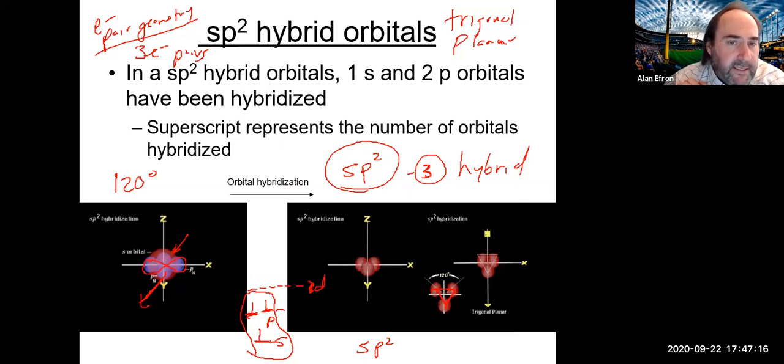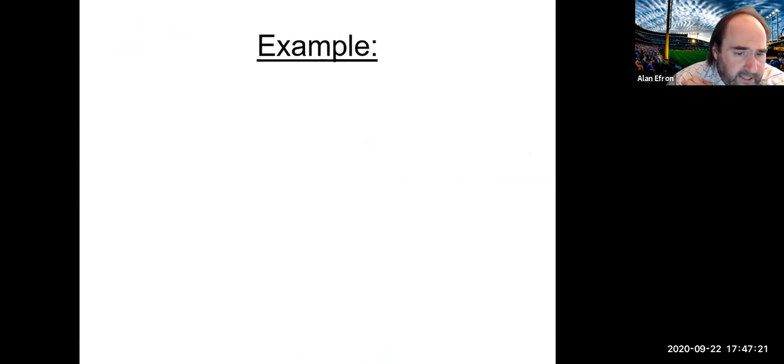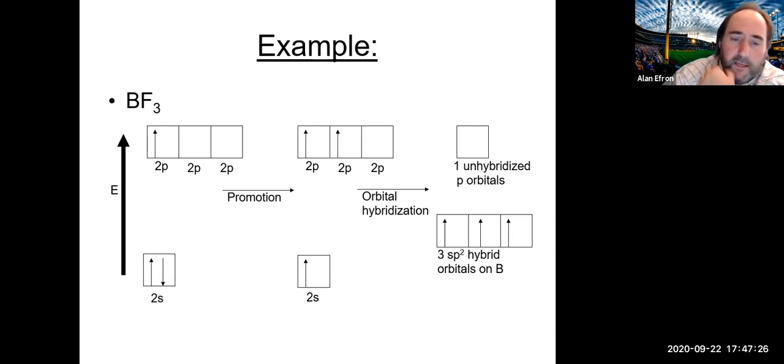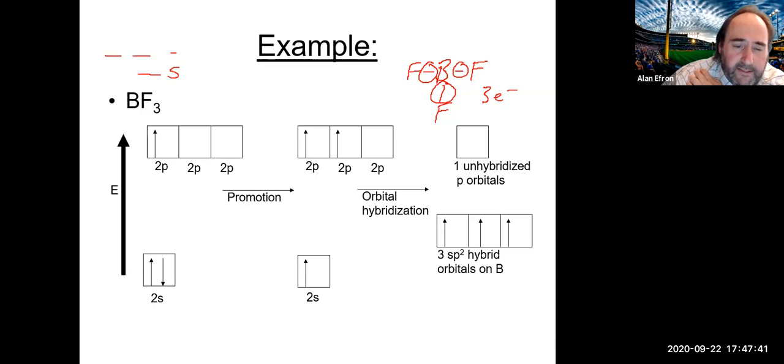So let's take a look at an example of that. If we do, we could look at BF3, which again is also an incomplete octet. And if we draw BF3, again, it looks like this. And again, 1, 2, 3 electron pairs. And like I said before, really the easiest way to figure out hybridization is just to do this. Like I just did on the previous page, 1, 2, 3. So I took an s and 2 p's. So I know this is going to be sp2 hybridization.